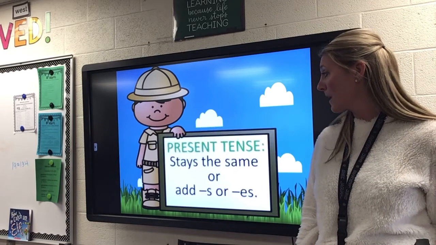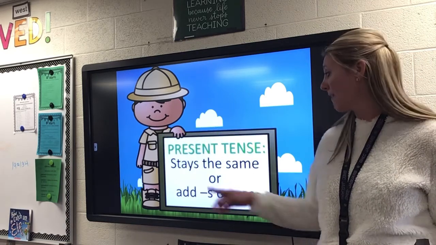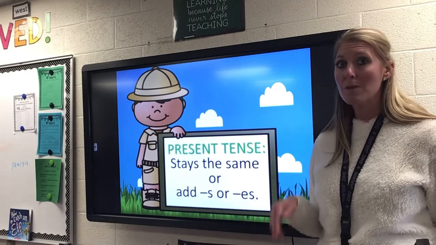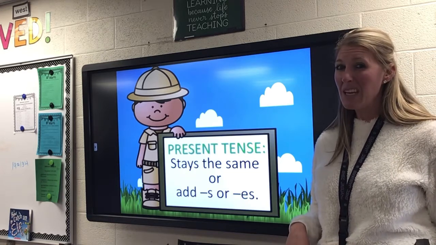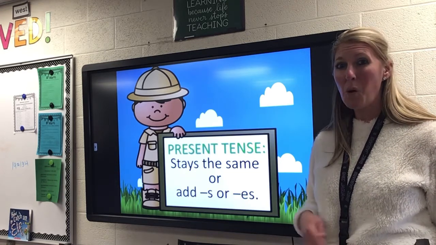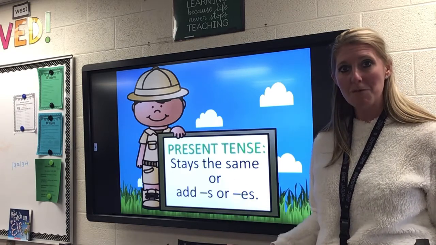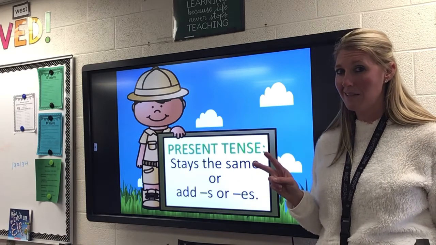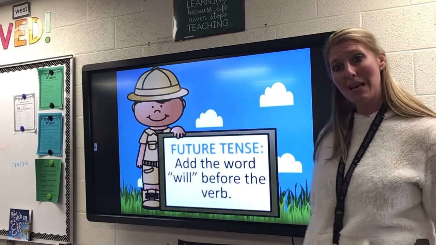Now, the present tense verb stays the same, or you have to add an S or sometimes an ES for most regular verbs in the present tense. Sometimes for irregular verbs, we do have to change the whole word, but we're not going to worry about that yet. So most present tense verbs, we leave the same, or add an S, or sometimes we have to add an ES. Now, today, we're going to talk about the future tense verbs.